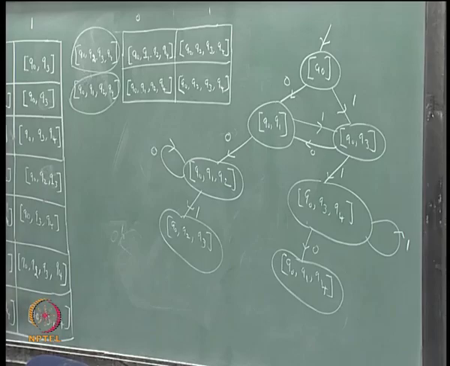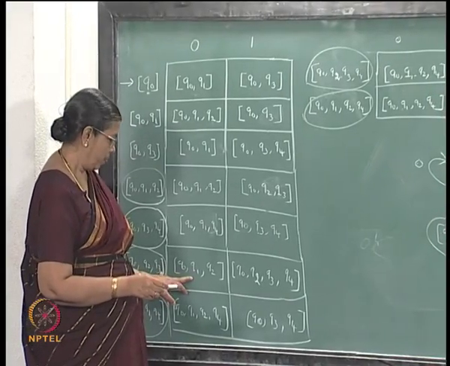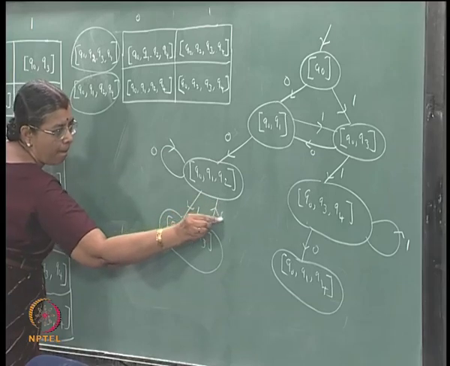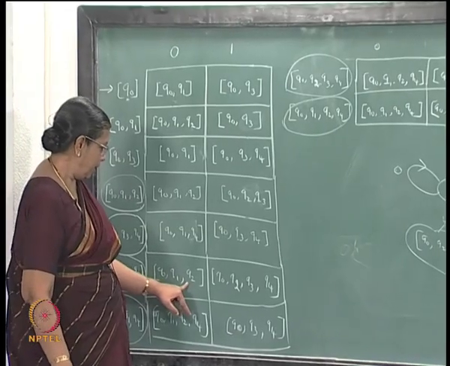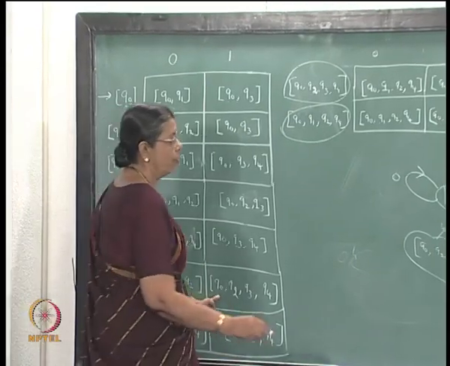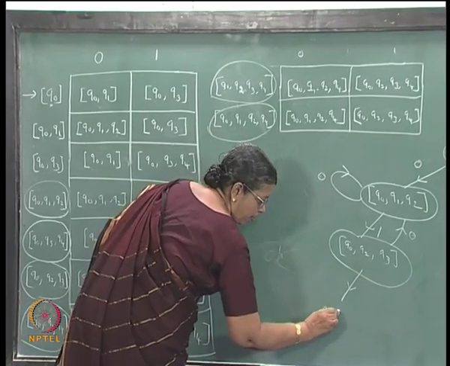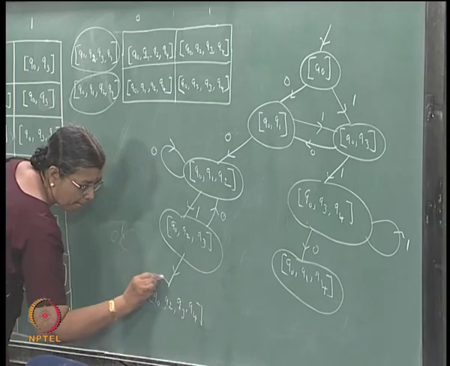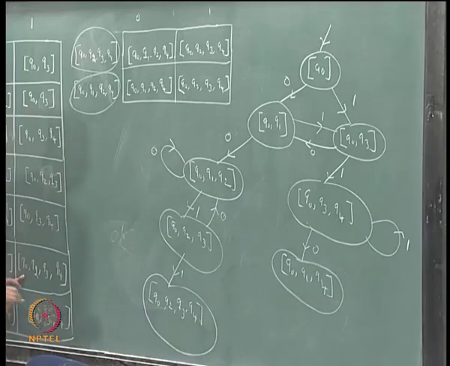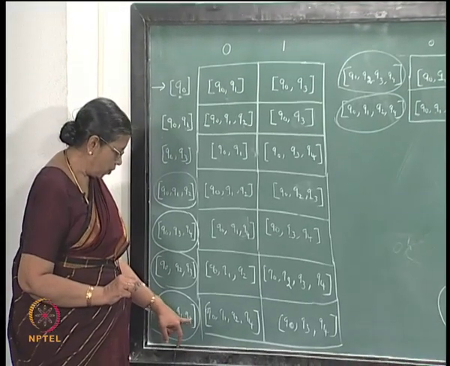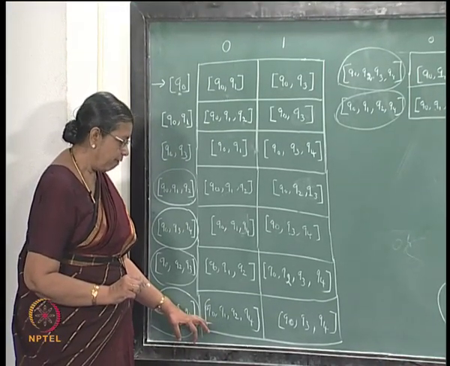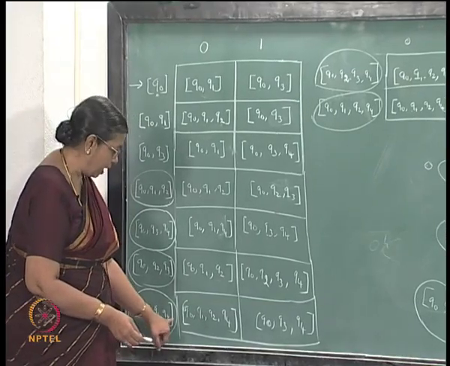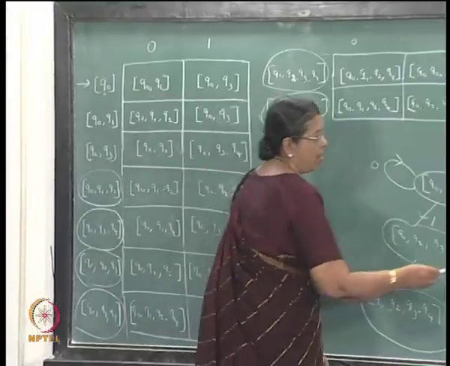From Q0, Q2, Q3, if you get a 0, you go to Q0, Q1, Q2. If you get a 1, you go to Q0, Q2, Q3, Q4. From Q0, Q1, Q4, if you get a 1, you go to Q0, Q3, Q4, this portion we have not drawn, so this will be.